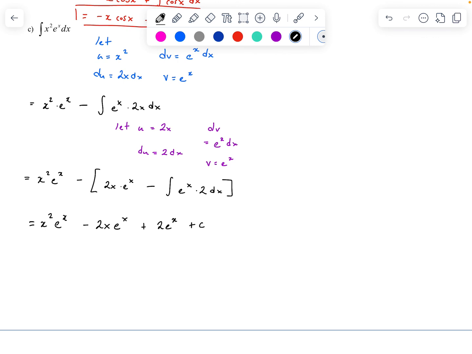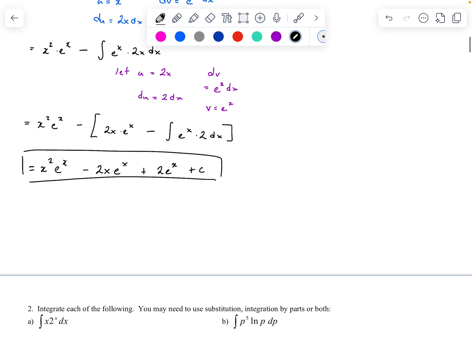I could have gone plus c all the way through on each integral, but then you have just a bunch of constants all being added that make a constant. Just plus c at the end. That's the integral. Now let's check it. Let's just make sure here. So this is e to the x.